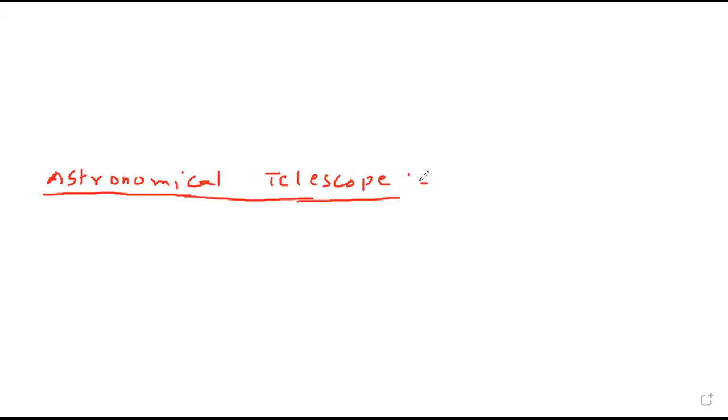We are now going to see the magnifying power of the astronomical telescope. Here magnifying power will not be for an object situated at DDV because the object is at a very far distance. So first we'll see the ray diagram.